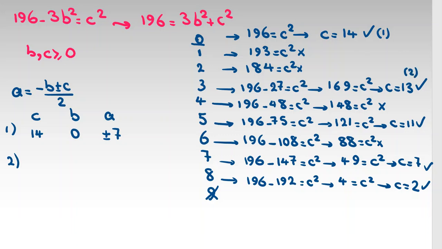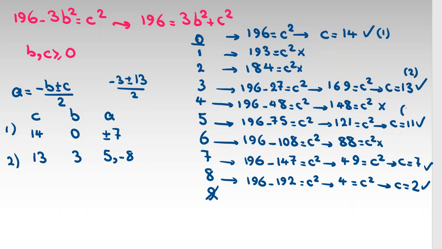Second case. C is 13. B is 3. And a is negative b, negative 3. Let me write negative 3 plus minus c over 2. 13 minus 3, 10 over 2, 5. Negative 13 minus 3 is negative 16 over 2, negative 8.